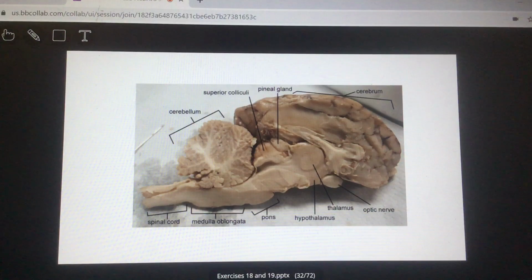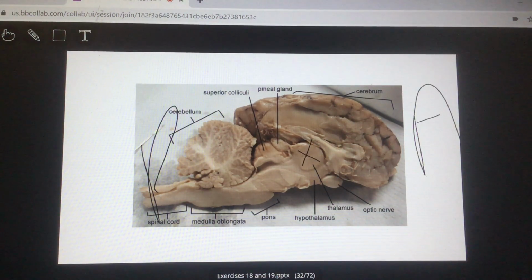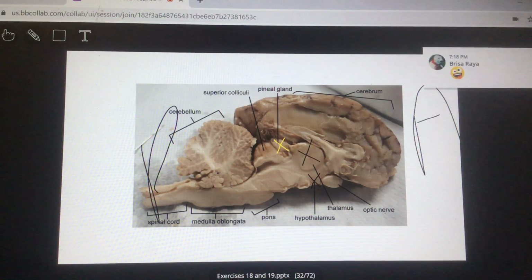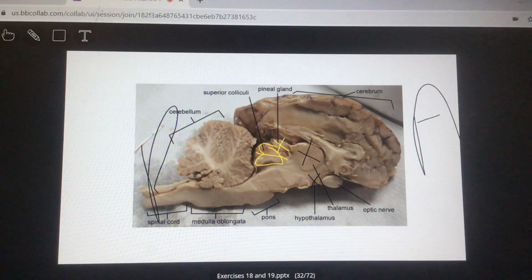So again, guys, orientation. You got to get it right off the bat so that it's easier. Posterior, anterior. Thalamus is easy. Boom, in the middle. Go anterior, slightly inferior, hypothalamus. Go posterior, slightly inferior, pineal gland. And then right by the pineal gland is the corpora quadrigemina, or superior colliculi and inferior colliculi.